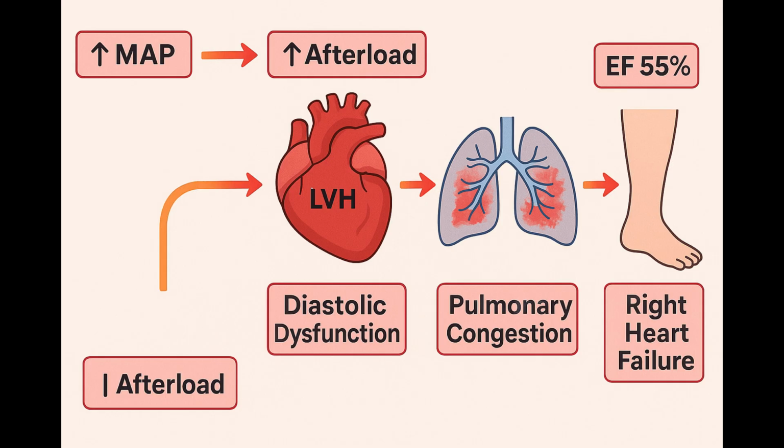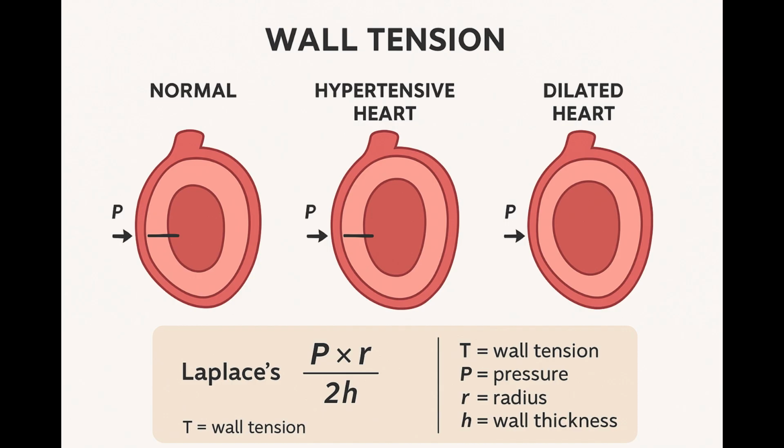Let's connect this to physics. Wall stress and oxygen demand. Laplace's law. Can we skip the formula and get to the concept? Absolutely. The key idea: wall tension, the stress on the heart muscle fibers, is proportional to the pressure inside the chamber times the radius of the chamber. And it's inversely proportional to the wall thickness. So bigger chamber radius, higher tension. Higher pressure, higher tension. Exactly.